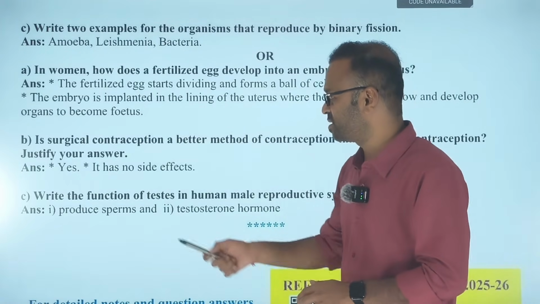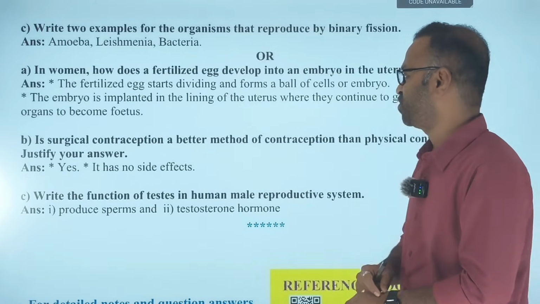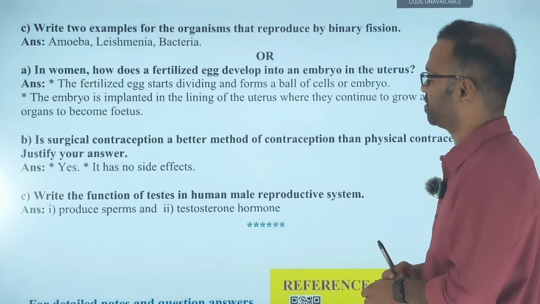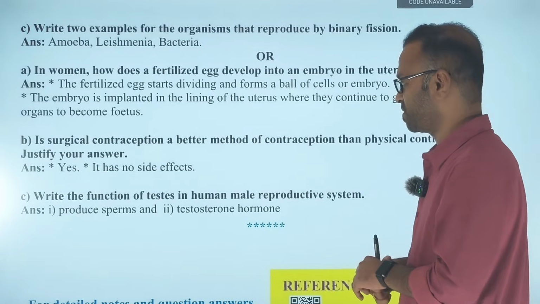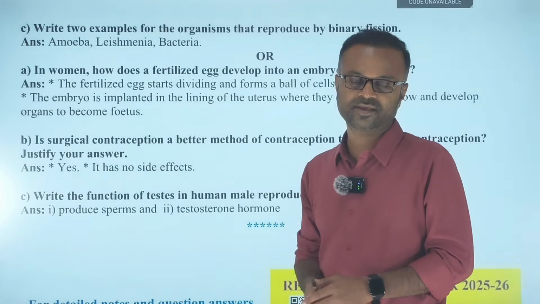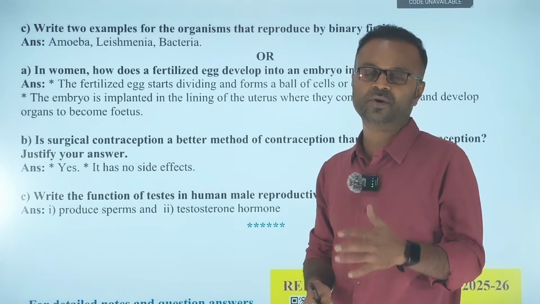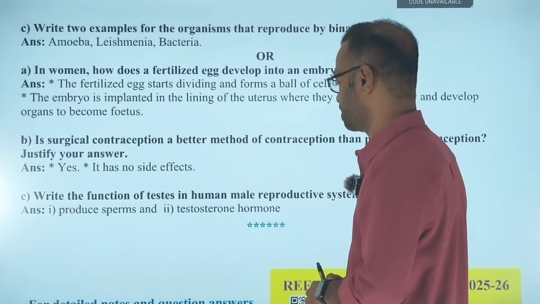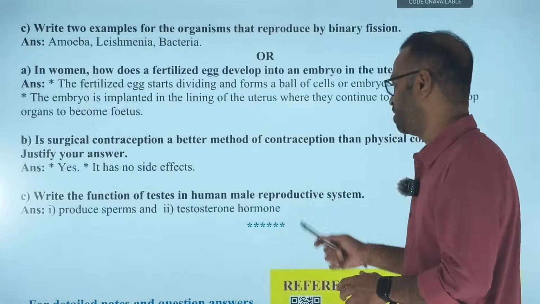The next sub question is: is surgical contraception a better method of contraception than physical contraception like using condoms? Justify your answer. Yes, it has no side effects. That's the reason the surgical contraception method is a better one, like vasectomy or tubectomy in females. Write the function of the testes in the male reproductive system.